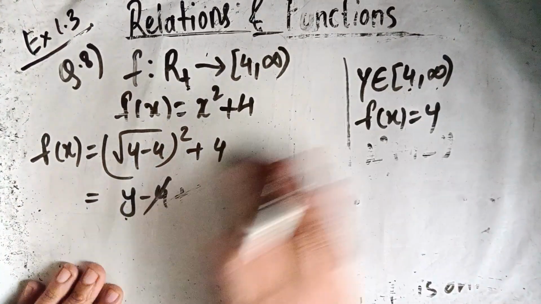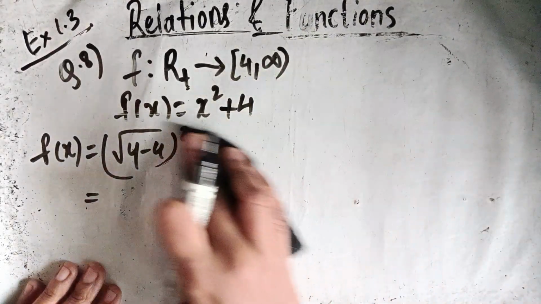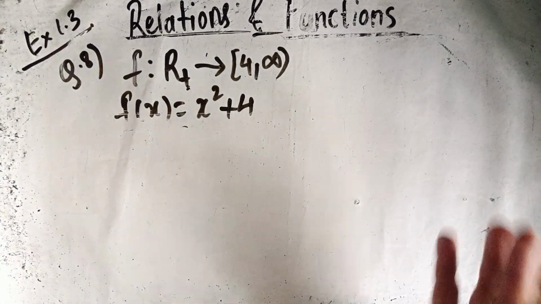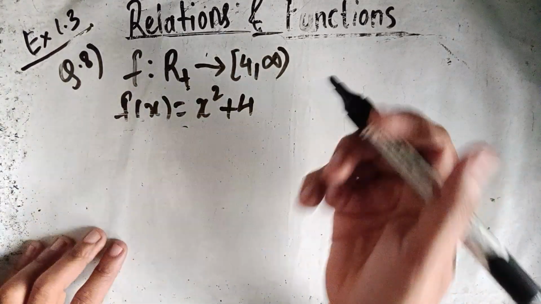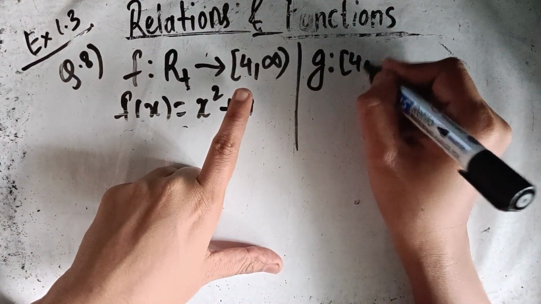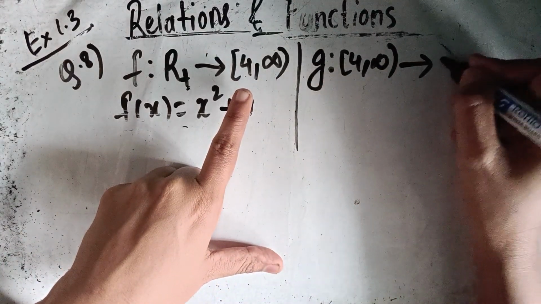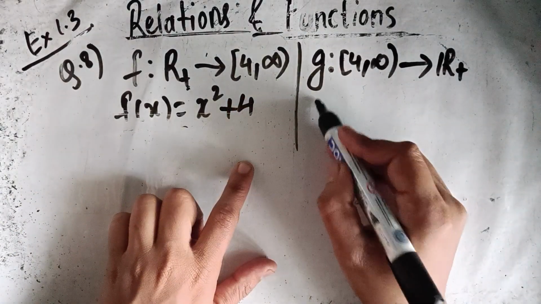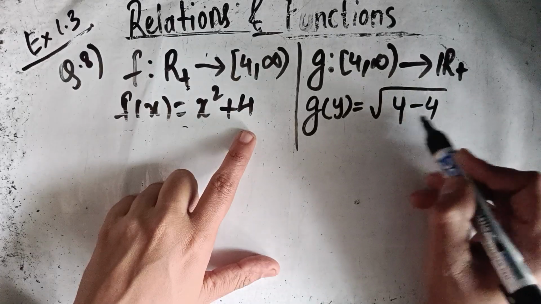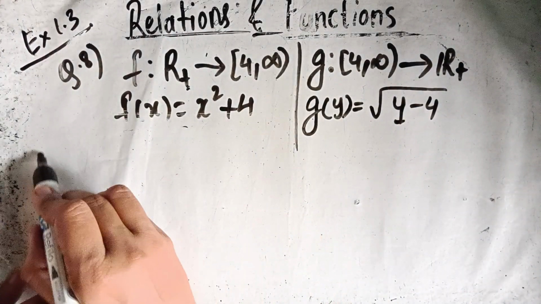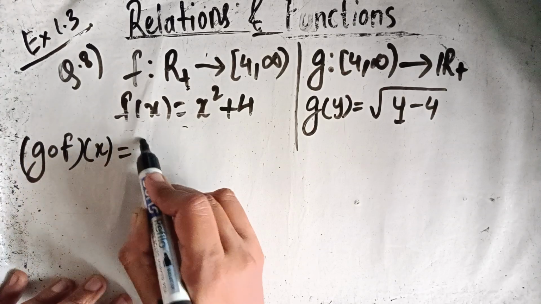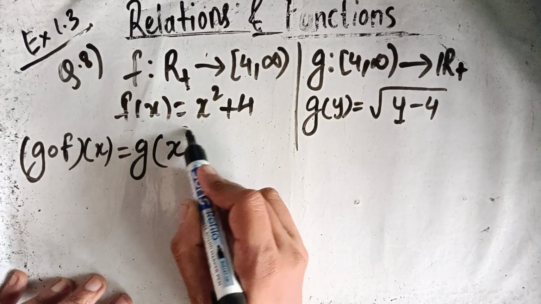So f is 1-1, f is onto. So we can say that f is invertible. F inverse exists. So we can define a g from 4 to infinity to R plus, and g of y is root of y minus 4. Now we have to check for g composite f and f composite g.